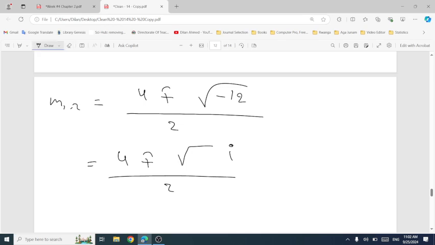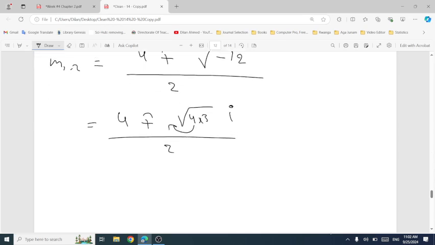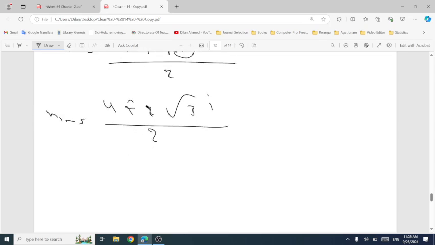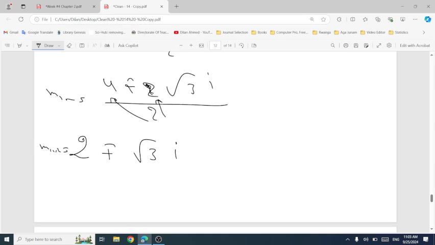Equal to, so I'll get what? Am I right? So am I right, guys? Hello? 4 divided by 2, 2 divided by 2, so I'll get like that. Where's alpha? Where's beta?